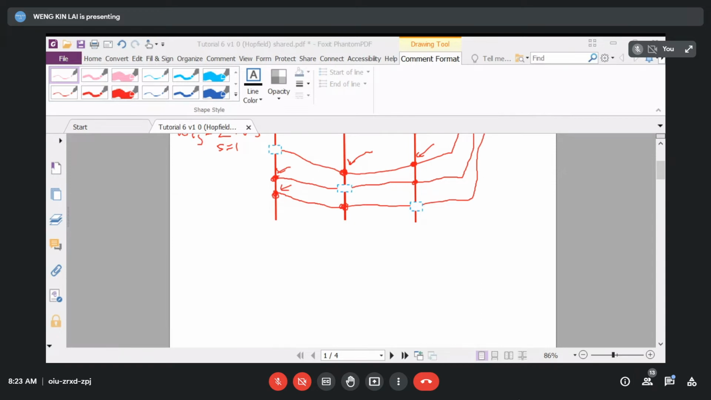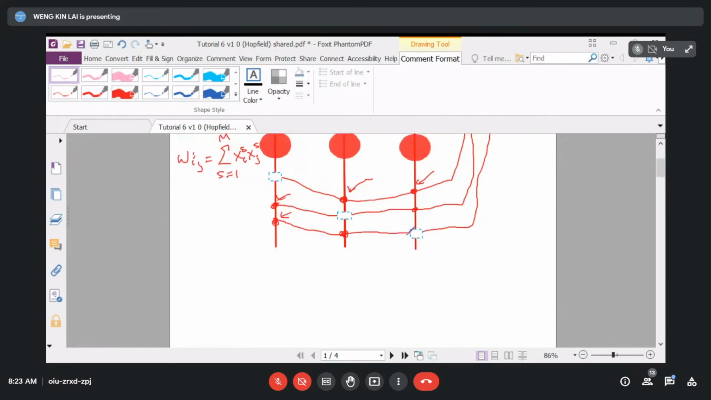Now we have to figure out the weights for this. So we have three neurons and two patterns, A and B. I want to calculate the weights W. So let's say I have neuron one, two, three.